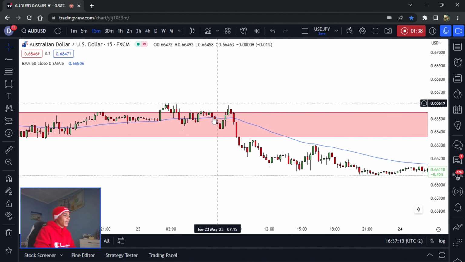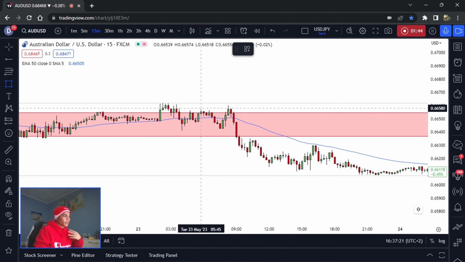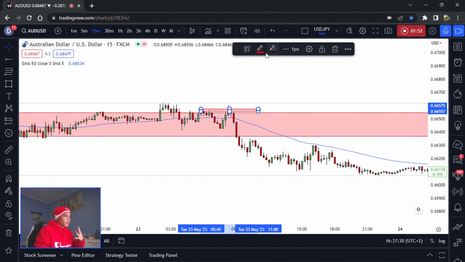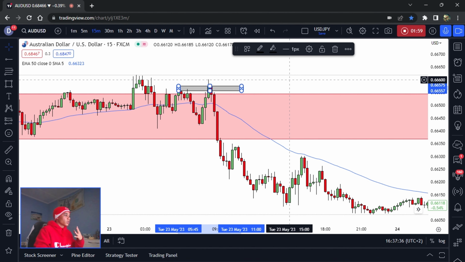As we can see, we had the double top right up here, which is not unusual. We are in this area of structure, so it's important that you make sure that you understand these chart patterns.